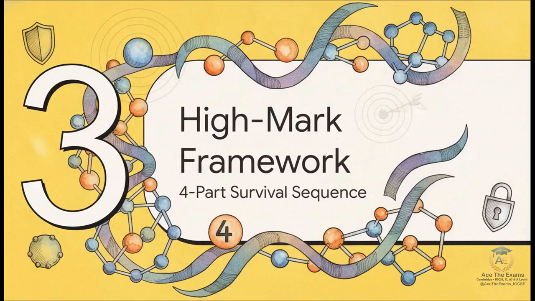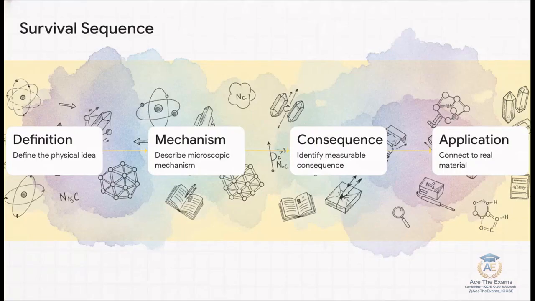Section 3. High-mark answer framework. The four-part survival sequence. All right, let's look at how this builds into the absolute safest paragraph structure to secure those top band marks. This right here is your ultimate survival sequence for the exam room. Step 1, definition. You've got to start by clearly defining the structure, like stating it's a regular lattice of positive and negative ions. Step 2, mechanism.